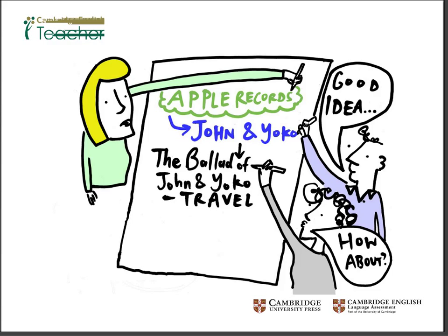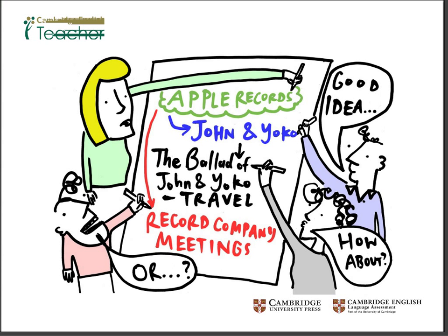How about someone else responds to that by writing the Ballad of John and Yoko? It's a song by the Beatles about John Lennon and Yoko Ono. Or here we can see our original jammer with the apple in his hand, and he suggests a theme of record company meetings. So from that original stimulus, lots of ideas and chains of ideas have been generated. In a real lesson jam, there are many other ideas as well.